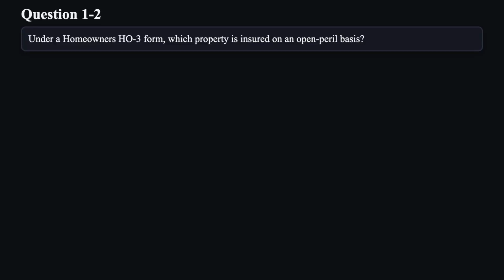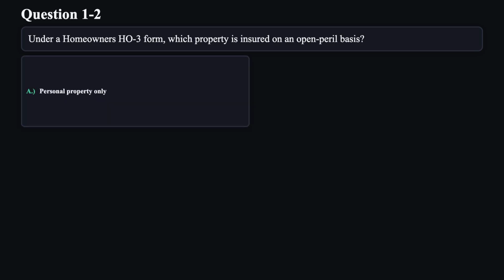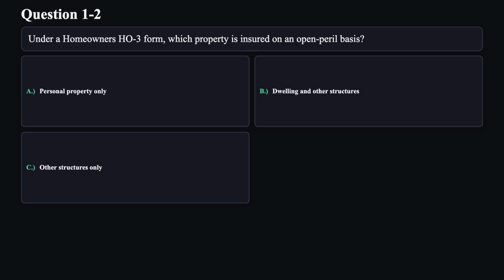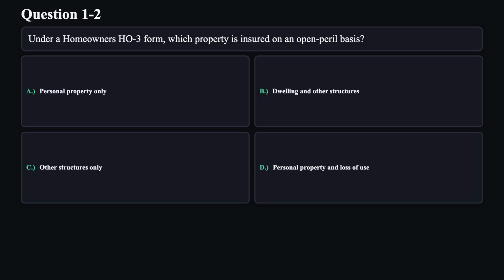Question 2. Under a homeowner's H-03 form, which property is insured on an open peril basis? A. Personal property only. B. Dwelling and other structures. C. Other structures only. D. Personal property and loss of use.